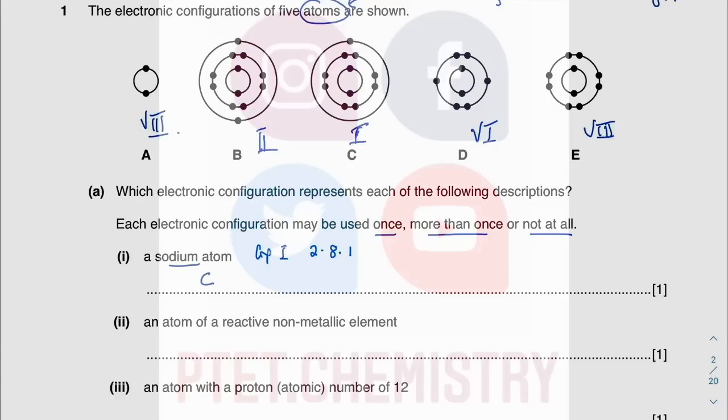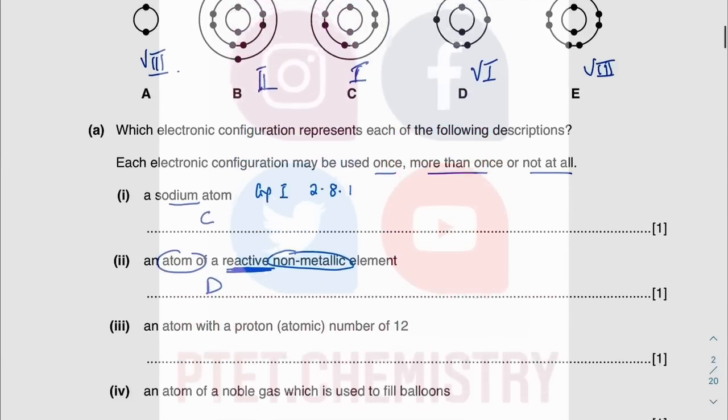All right. Anyway, next they are looking for an atom of a reactive non-metallic element. So the only non-metal here would be group 6, that would be D. Okay, and then if you go for these noble gases, they are non-metal, but they are not reactive because they have full outer shell configuration already. So the keyword is reactive, yeah.